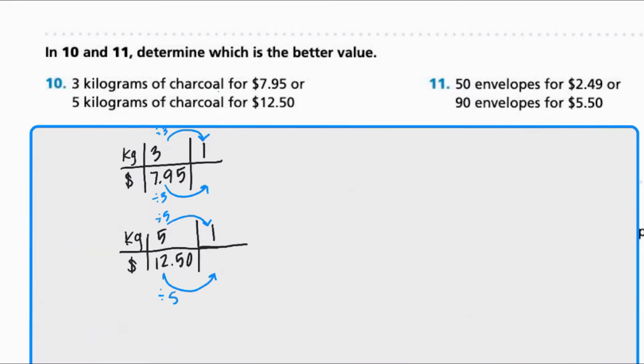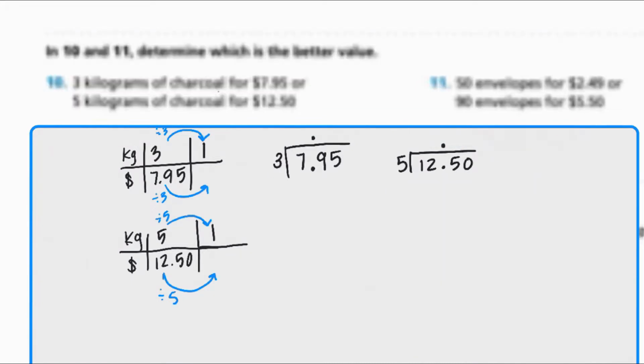So essentially, we are doing two division problems. We're going to do $7.95 divided by 3. And then we're going to be doing $12.50 divided by 5. Now, when I write a division problem that has a decimal, I like to pop it right up into the quotient so I don't forget about it.